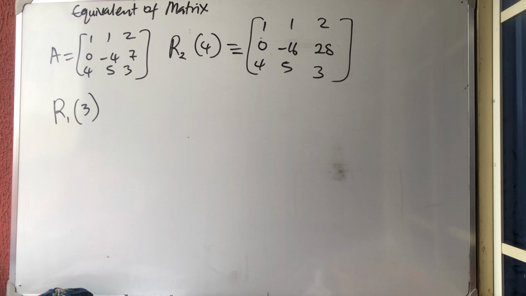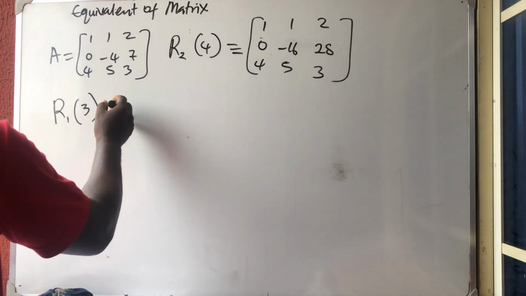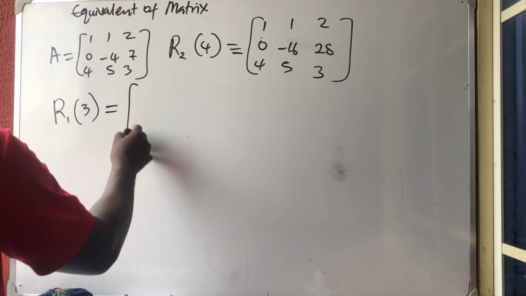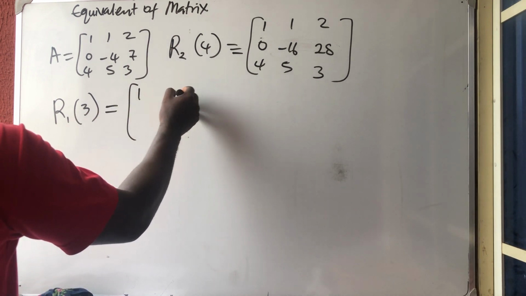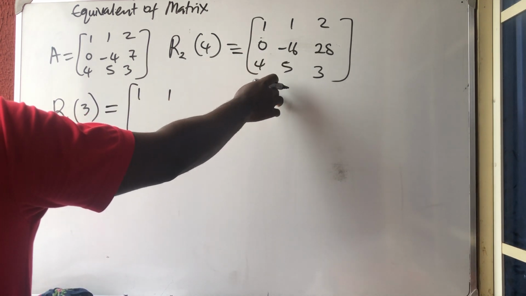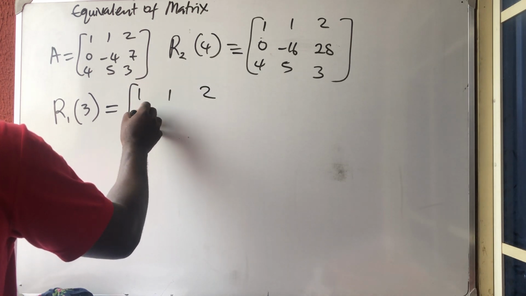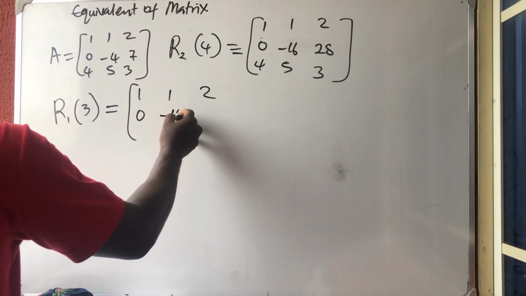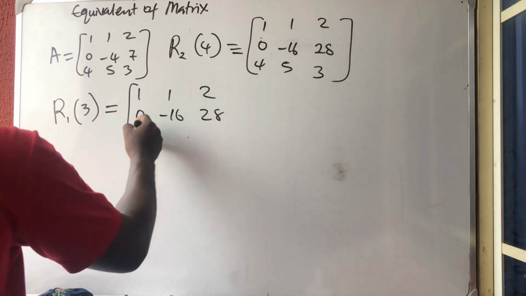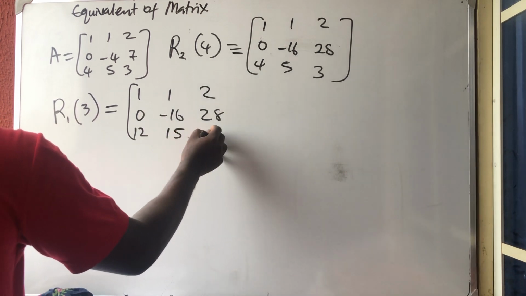We now have row 3 multiplied by 3. If we have row 3 to be multiplied by 3, what do we have? 1 1 from the last answer. Okay, 1 1 2 then 0 minus 16 28. Multiply this by 3, we have 12 15 and 9.